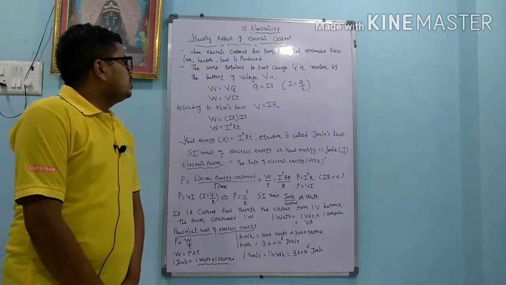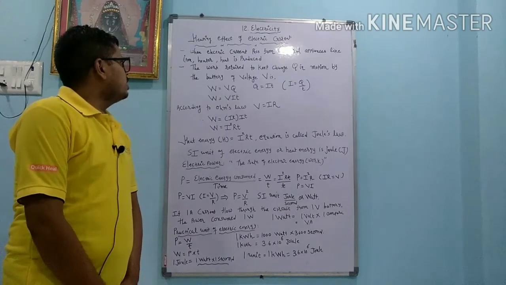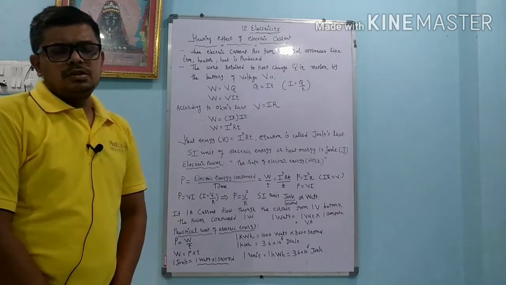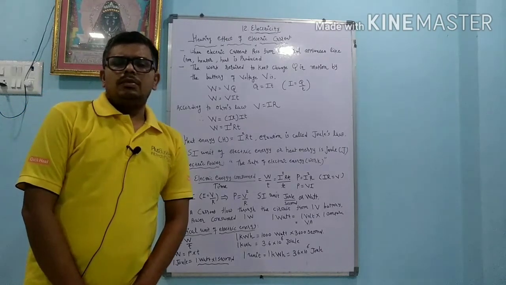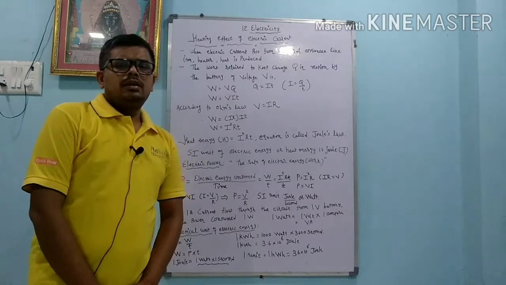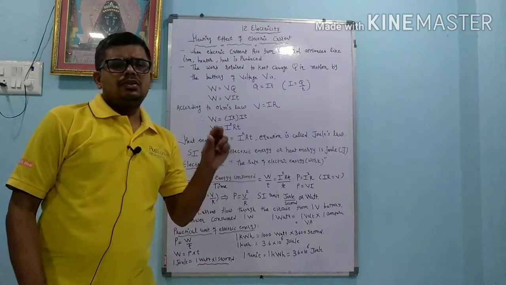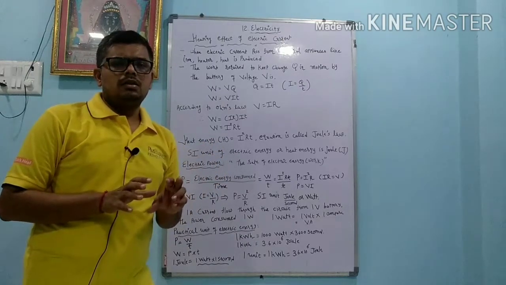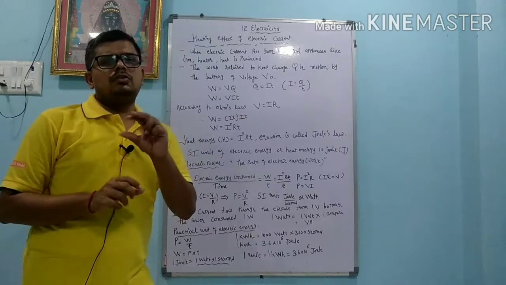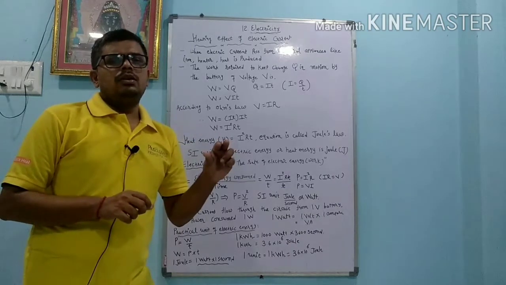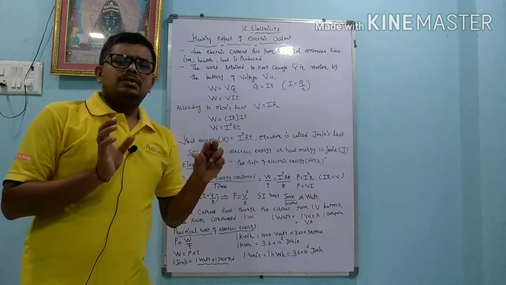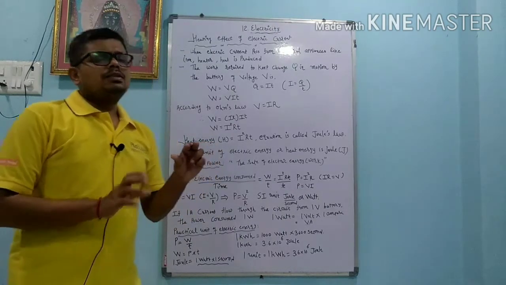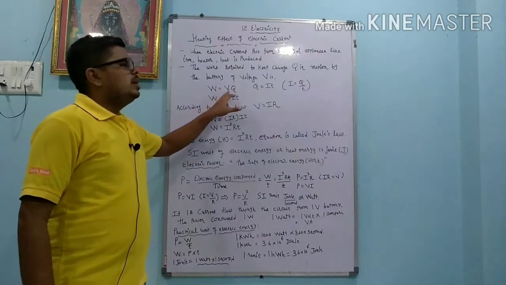The work required to keep charge Q in motion by a battery of voltage V is represented by one equation. Whenever we want electric charge to go from one point to another point, we apply some voltage. Suppose I want to carry an electron from point A to point B, then I have to apply some voltage in terms of force. So we can represent it by work: work equals V into Q.